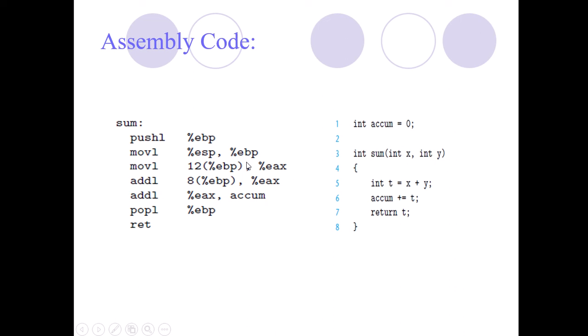So 12 is moved into EAX, and then we are adding 8, that is defined in the base pointer, that is added with EAX. So 12 plus 8 is 20. Now the value is saved in EAX and it is added with the accumulator. After that the base pointer is popped from the stack pointer and it will return. So that's all from today's lecture.